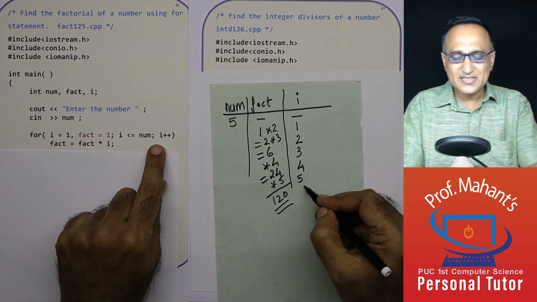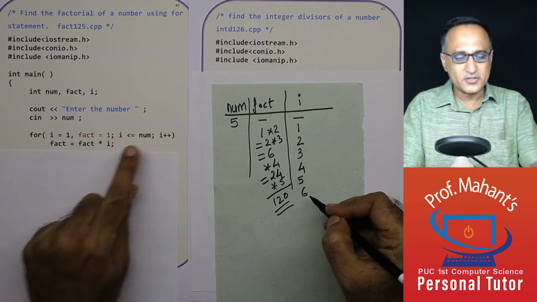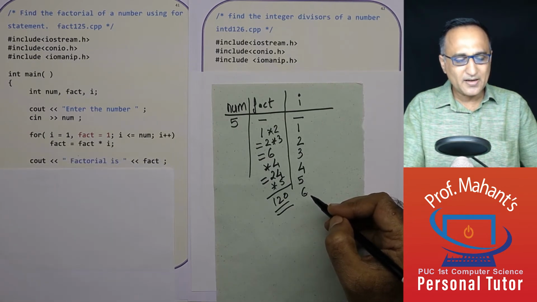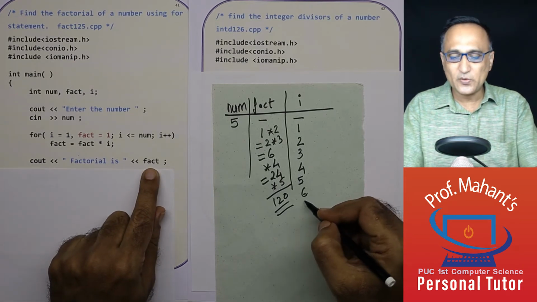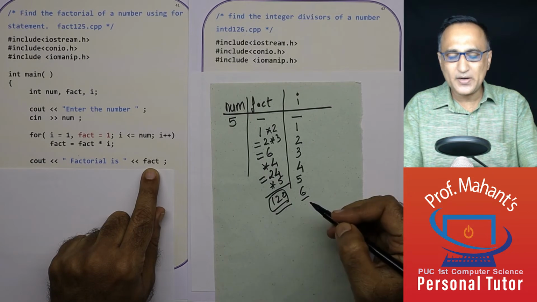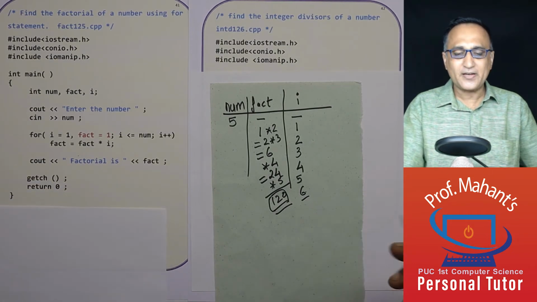And now I becomes 6. Is 6 less than or equal to 5? False. So I will come out here. I will print the value of factorial is fact. On the screen, you will see the value of factorial as 120 for 5. So this is the end of the factorial problem.